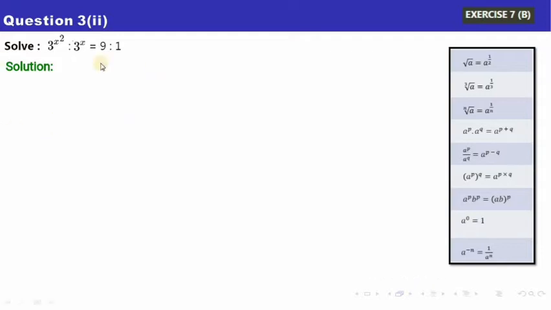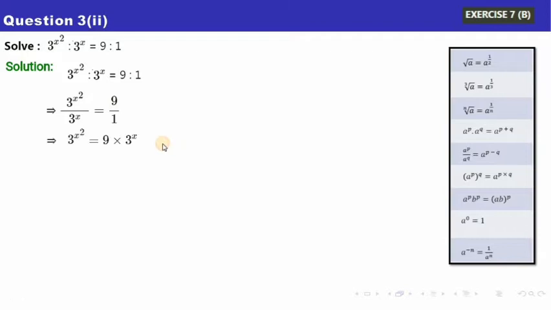Let's have a look at this now. I'm taking sub number 2 from question number 3. So basically this is to this means what? It is ratio, right? So ratio is nothing but division, isn't it? So that's why here this is to is written as this line. This line is also a division, isn't it? So this is 3 to the power x square by 3 to the power x is equals to 9 by 1.